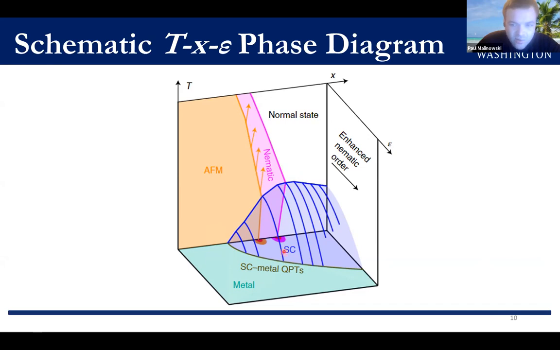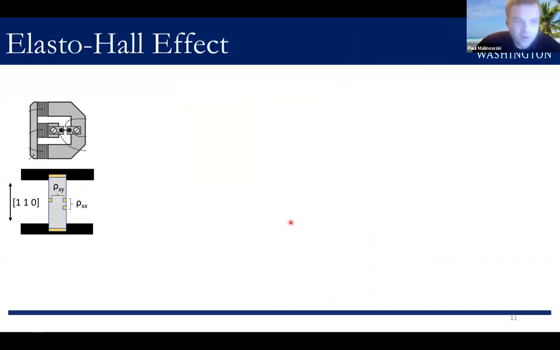So to strengthen this point, let me use my last couple minutes to discuss the Elasto-Hall measurements, where we can directly confirm that we are in fact enhancing spin fluctuations in the optimally doped sample. To perform these measurements, we use the same uniaxial stress device, still applying stress along the 110 direction, but now we're performing a 5-point measurement, which gives us access to both ρxy and ρxx.